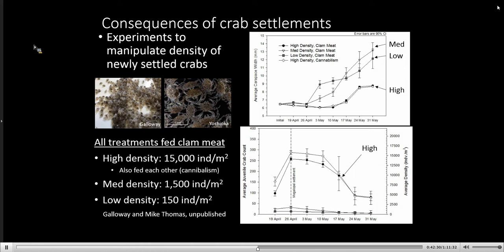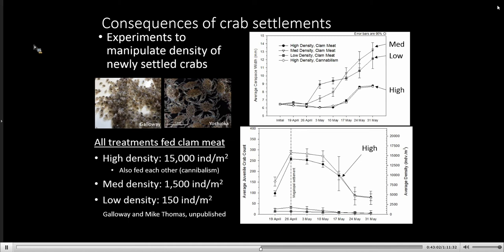So one of the other interesting things that came out of this, too, is that we fed them each other in one treatment and then fed them clam lamb in another. So I would take some and crush them up and feed them to each other, because cannibalism is a major factor for these crabs. Everybody knows they do that. And what's interesting is that this diet, either each other or what we thought would be the ideal diet, the clam lamb, doesn't result in any differences in their growth.